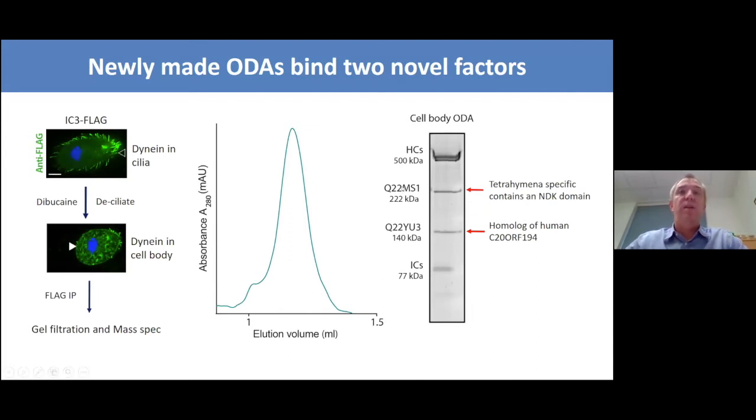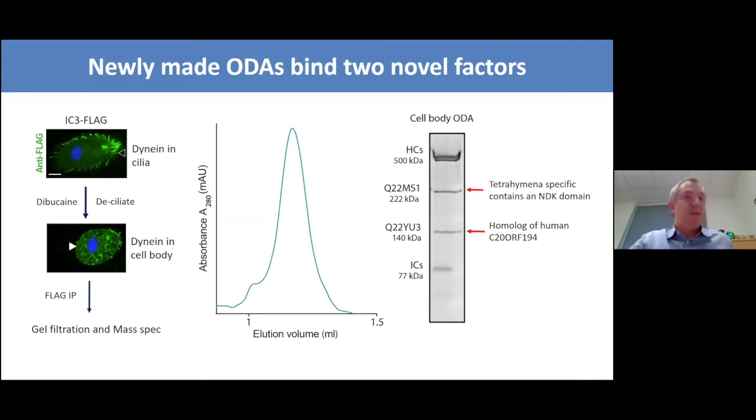So this top one was called MS1. It's a very Tetrahymena-specific protein, although it contains a conserved domain. And then YU3, this lower one, actually has a very good human homologue, this C20ORF194 protein. So that looks like it's conserved across species.